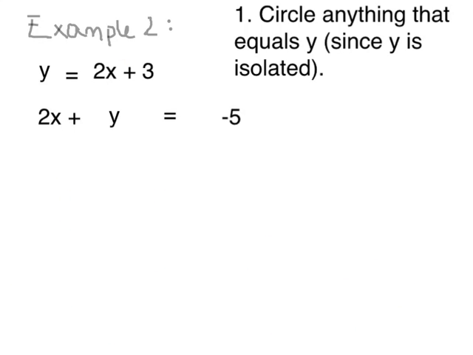Here is another example that's a little bit different, but we start with the same steps. So I'm going to circle anything that equals y, since y is isolated in the top equation. So let's circle anything that equals y. So that equals y, that equals y, and that equals y. Nothing else equals y. The negative 5 doesn't equal y because y is not by itself on the bottom.